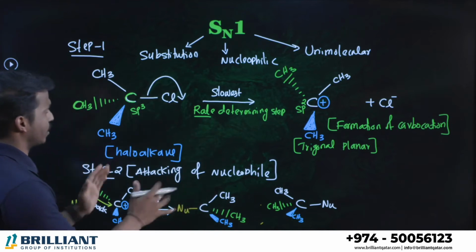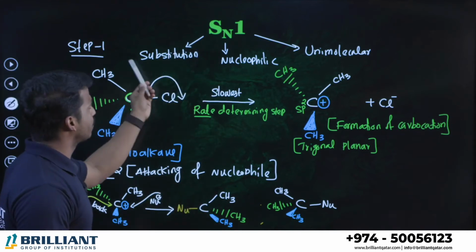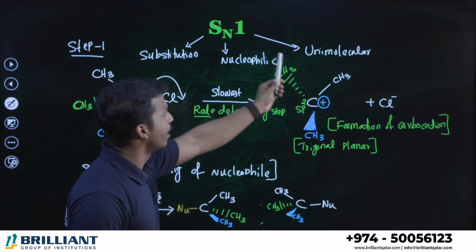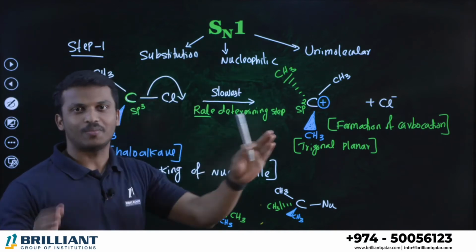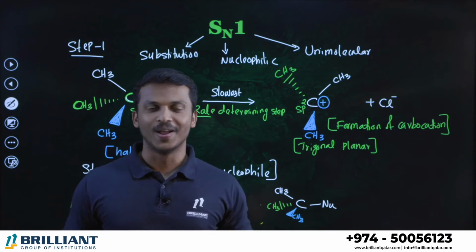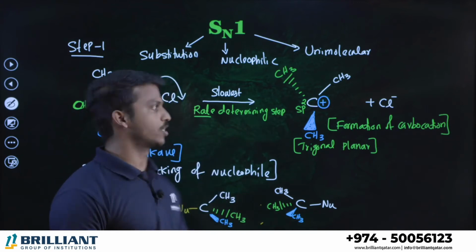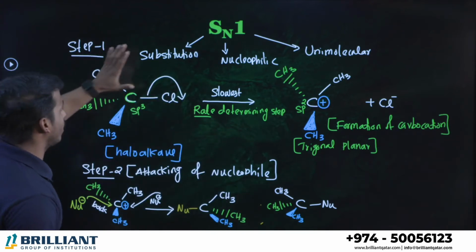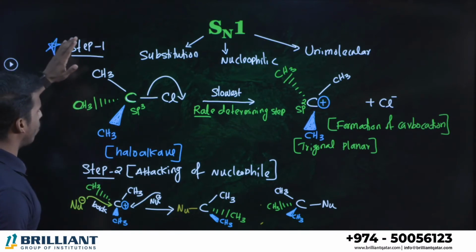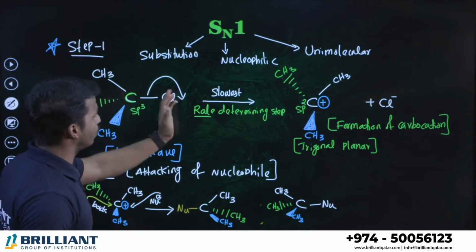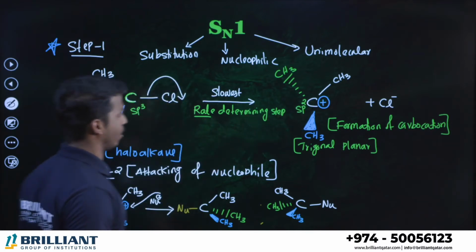So let's revise once again. What does SN1 stand for? Substitution nucleophilic unimolecular reaction. Why is it called substitution nucleophilic? Because you are substituting a nucleophile. What is unimolecular? Please wait, I will explain later. The SN1 reaction happens in 2 steps. Step number 1 is called removal of halogen and formation of carbocation.